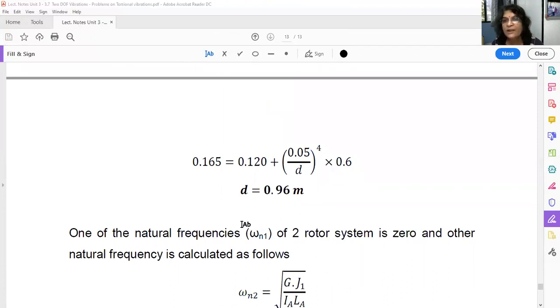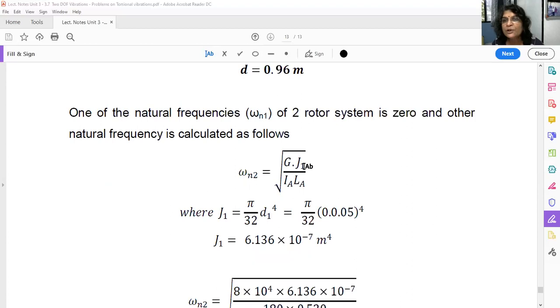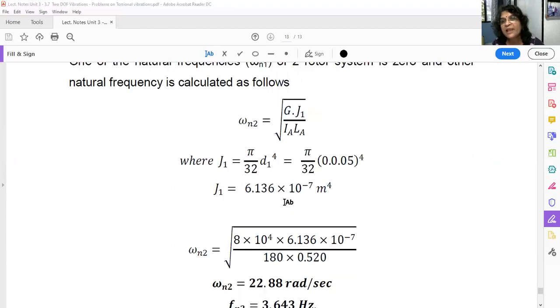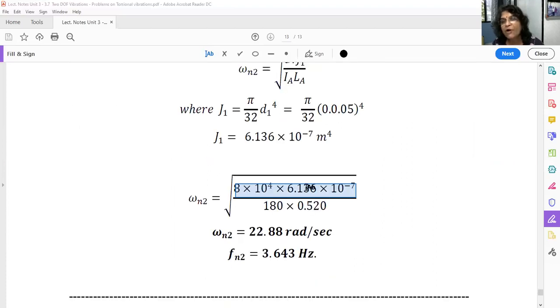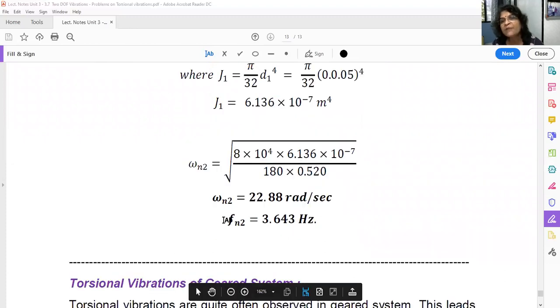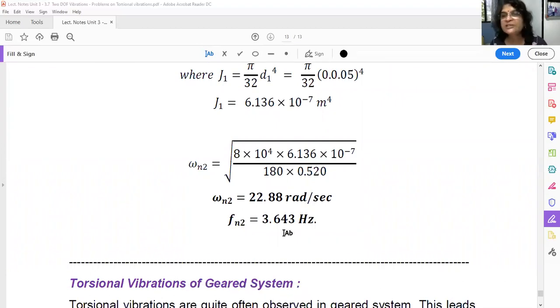Understood? Now find out the natural frequency. Again, as I told you, omega n2 is equal to square root of G into J1 upon IA LA or ID LD. What is J1? Why are we considering J1 only? Because we are considering D is equal to D1. That's why we are considering J1. So calculating J1 and putting in all the values, you can get the natural frequency and convert it into Fn2. 1 upon 2 pi into omega 2 is nothing but Fn2. 3.64 hertz is the answer.